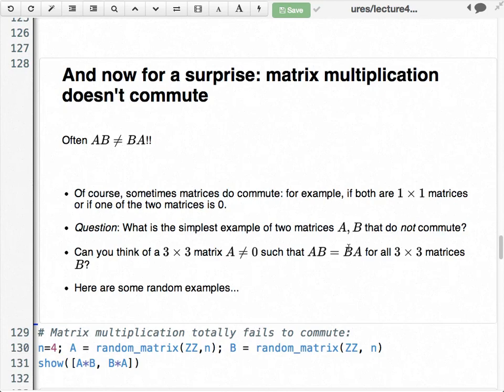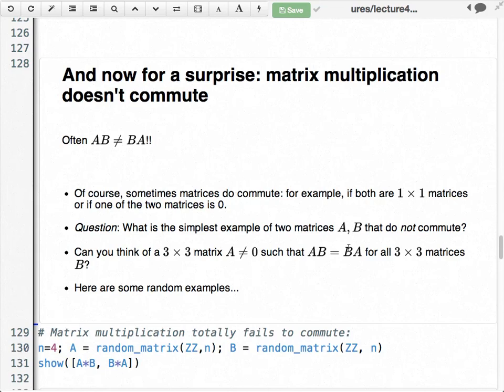If it didn't make sense to multiply them in one of the two orders, then you would have on the left something that makes sense, and on the right it doesn't even make sense. And so then they can't be equal. But let's just say that they're square. And being systematic, there's no way you're going to do this with one-by-one matrices, because they do commute if they're one-by-one matrices.